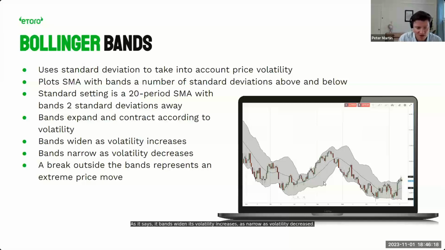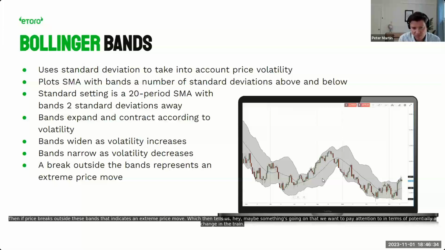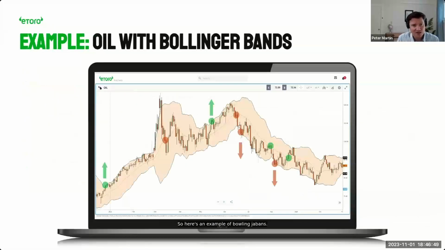As it says here, bands widen as volatility increases, bands narrow as volatility decreases. So straight away, our indicator is telling us visually what's going on in terms of volatility. That's pretty useful. And then if price breaks outside these bands, that indicates an extreme price move, which tells us, hey, maybe something's going on that we want to pay attention to in terms of potentially a change in the trend.